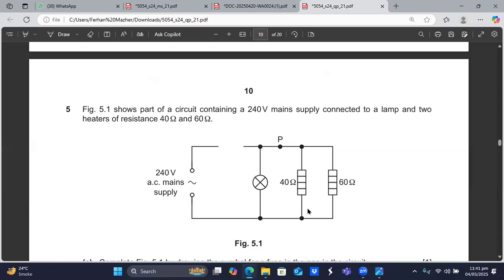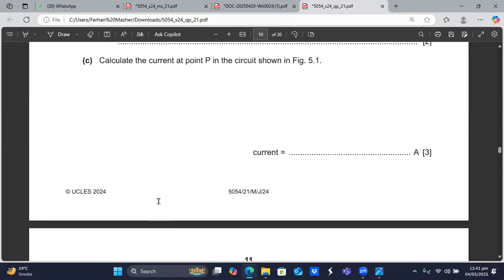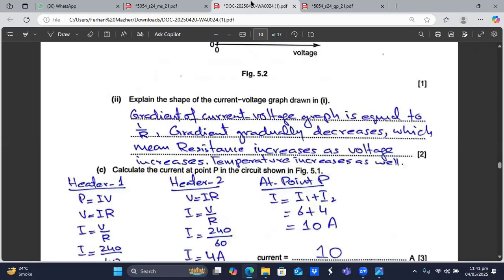Because these are parallel to this 240 volt, the voltage drop here is 240. This is the concept: the voltage drop here will also be 240 volt, and the voltage drop here will also be 240 volt. So if I know the voltage drop and the resistance here, I can find the current in this heater. V equals I R. If we can find the I's, then both the I's will be added up, and that will equal the current at the point P.